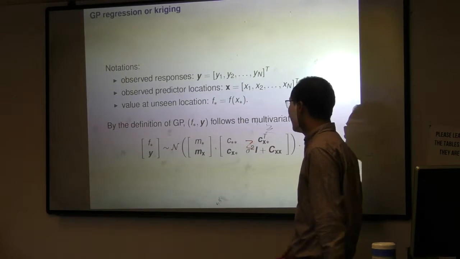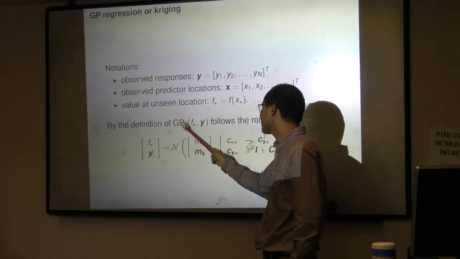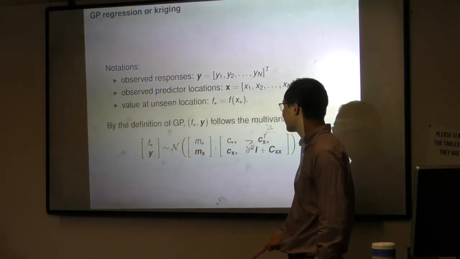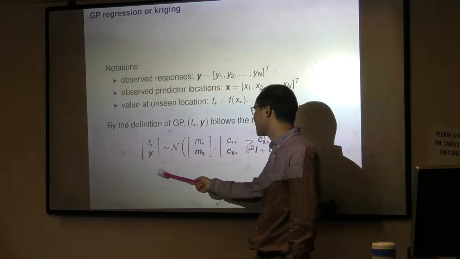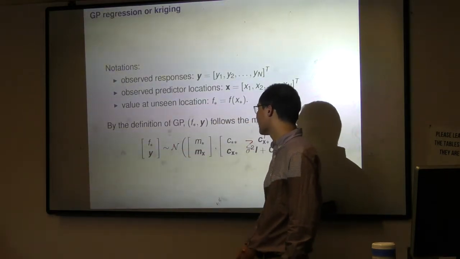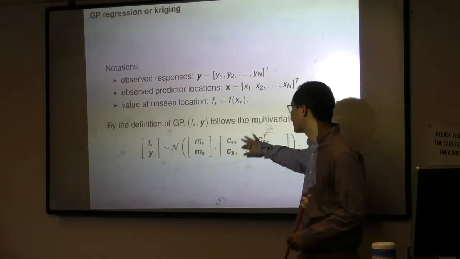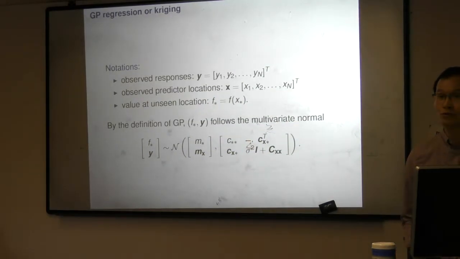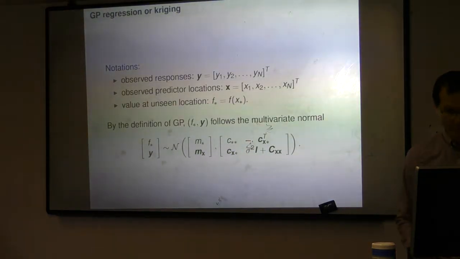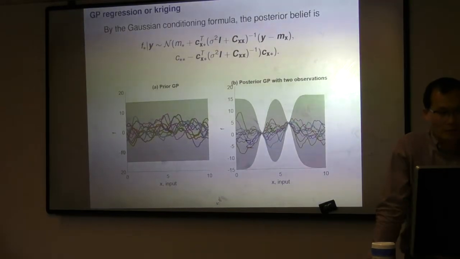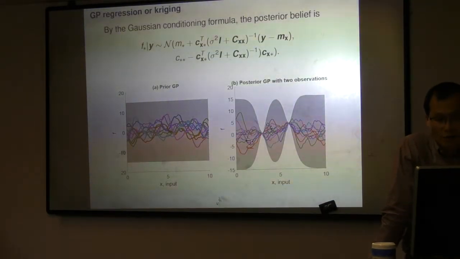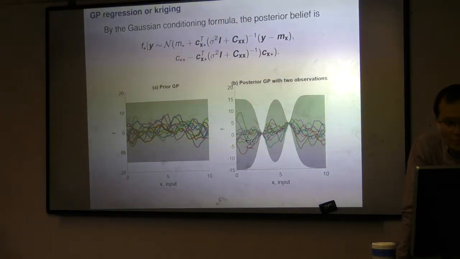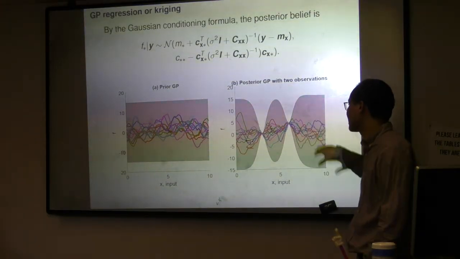And based on the Gaussian process, we can have the joint distribution very easily: f star and all the training data are related, and with some covariance function and mean function we have a multivariate normal distribution jointly. That's from the definition of the Gaussian process. So then it's just the Gaussian conditioning formula, and you can have the posterior belief easily. This is just one example of the prior Gaussian process, and after the observations, how the Gaussian process changes.